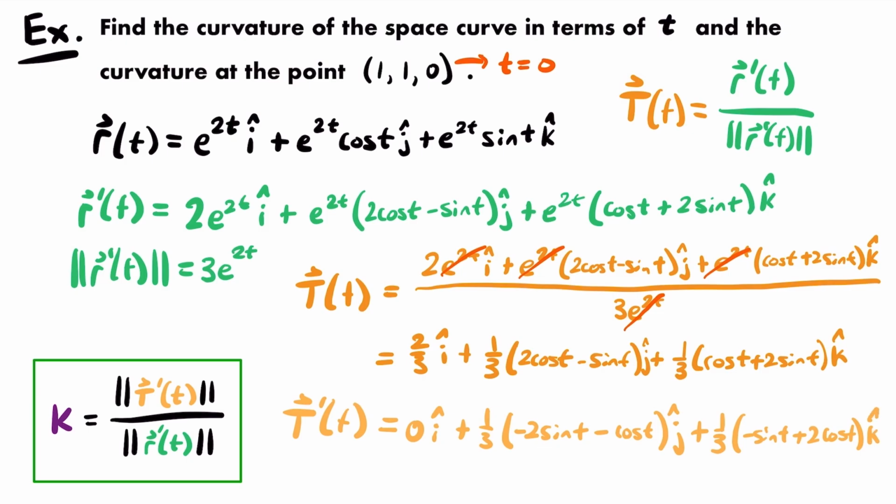Okay, now we're almost done. All we have left is to take the magnitude of the derivative of the unit tangent vector, and then we can plug that along with this magnitude into our curvature formula. So let's do that next.